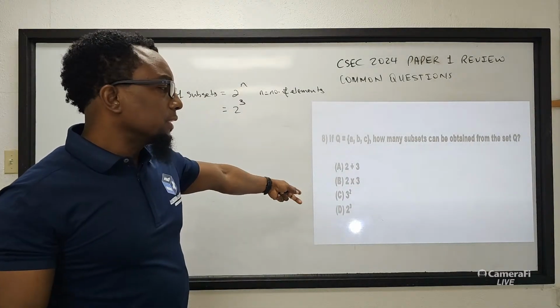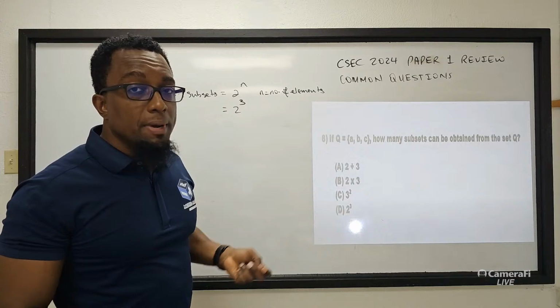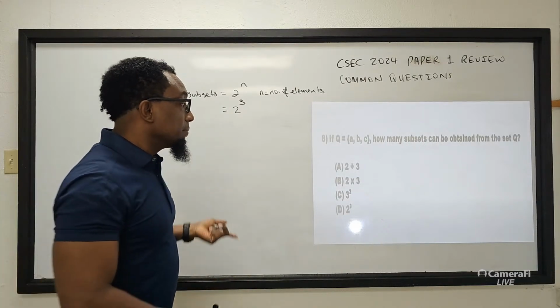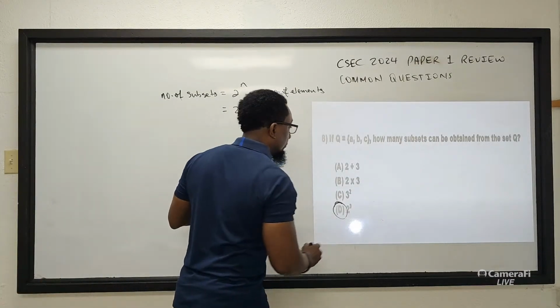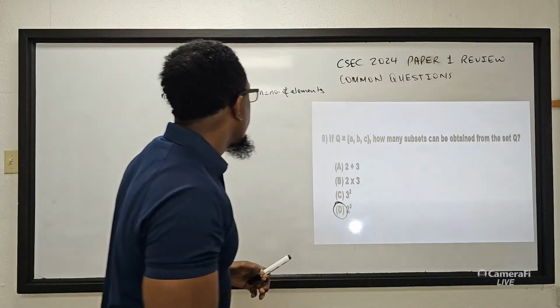Sometimes they'll bring this question and they will actually give the number. So 2 to the power of 3, no, it's 2 by itself 3 times, which is 8, but they have it as 2 to the power of 3. Alright, let's look at question 9.